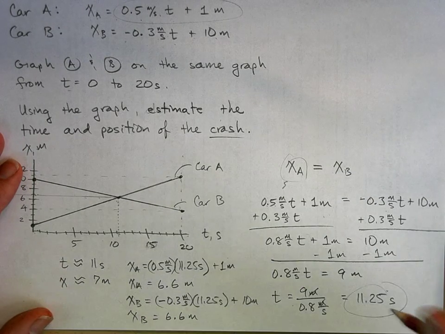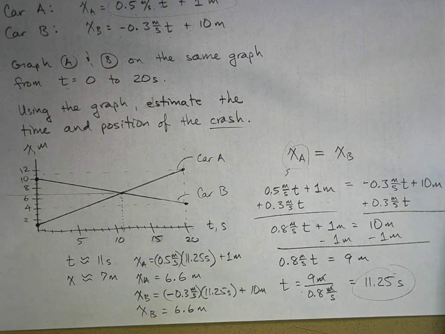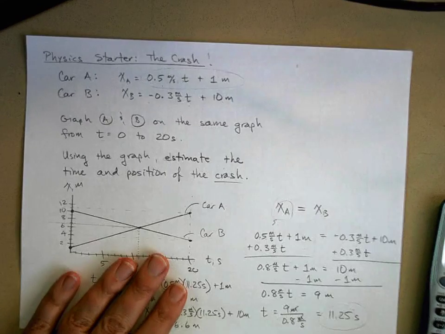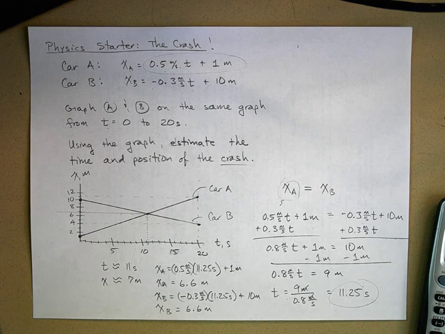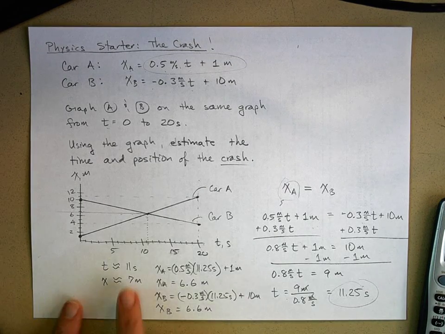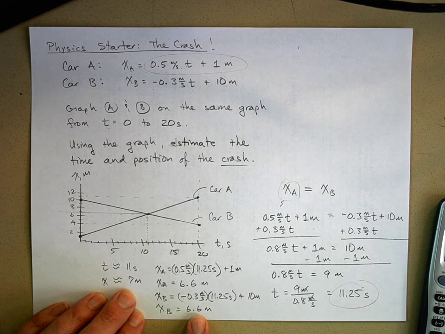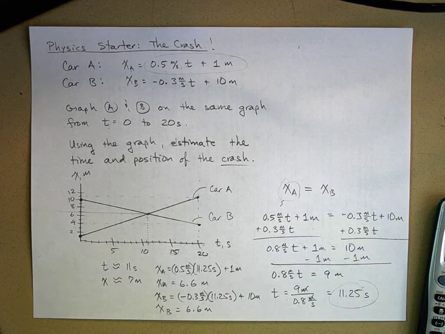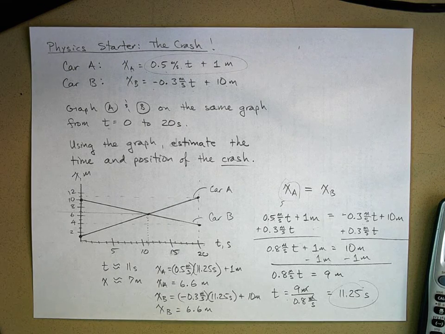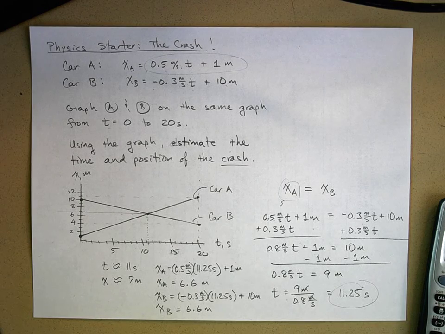At that time, at 11.25 seconds, they are at the same place. And if you use both mathematical models, both for car A and for car B, and you get the same answer, you know you've done it right. But notice how close the graph was. 11, 11.25, 7, or 6.6. Pretty darn close. Really good. Graphical models and mathematical models should agree pretty well. And this was just like a goofy hand sketch. I'm sure it isn't very accurate. And yet we got really close.